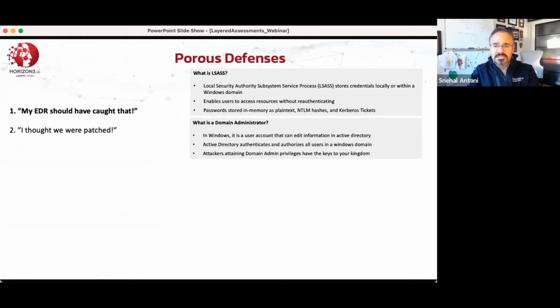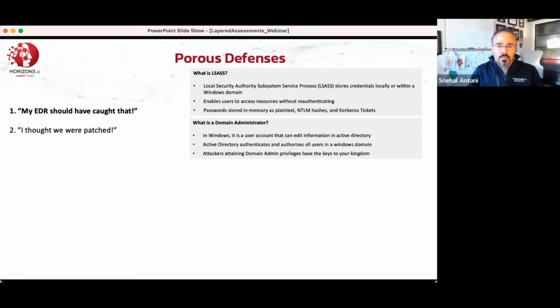The LSASS process within Windows is what's used to store credentials locally or within a user domain. Think about it as, when you log into your Windows machine, you don't have to re-log in every time you want to touch a network resource or open a file. Your credentials are stored locally, so you don't have to constantly re-authenticate or reauthorize. But the LSASS process is where all those credentials are stored locally on the Windows machine, and those credentials are stored in memory in that process as plain text, or as NTLM hashes, or as Kerberos tickets, and so on.